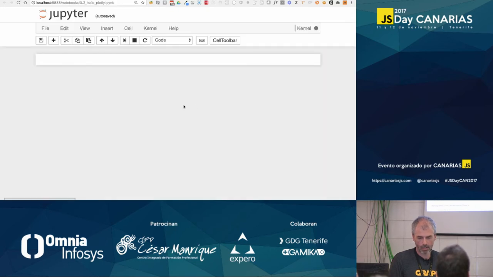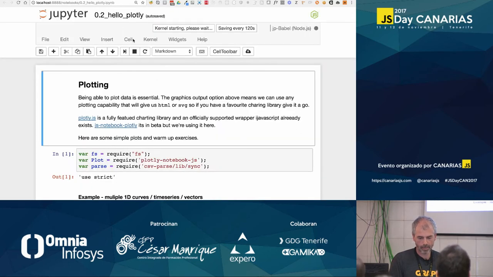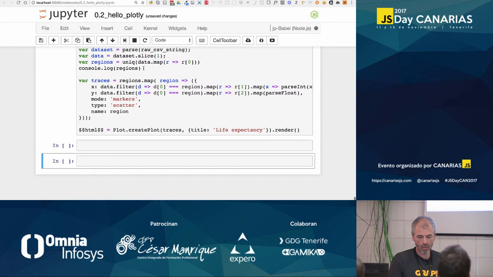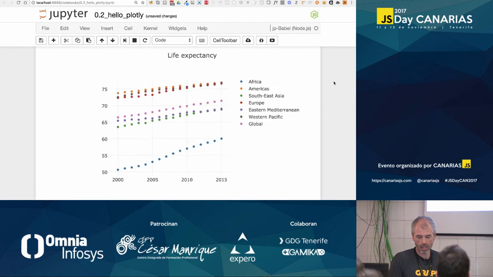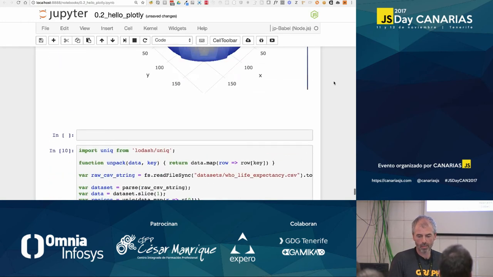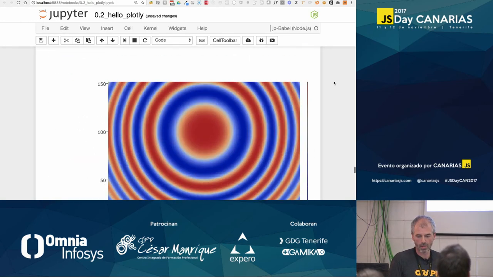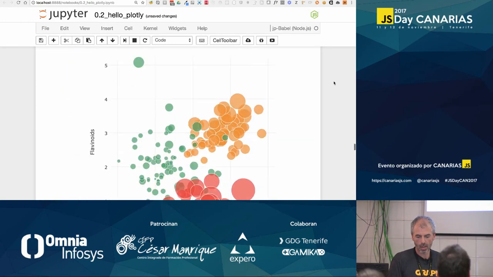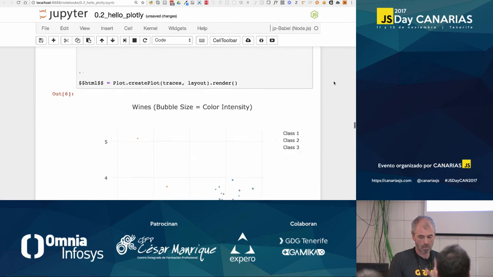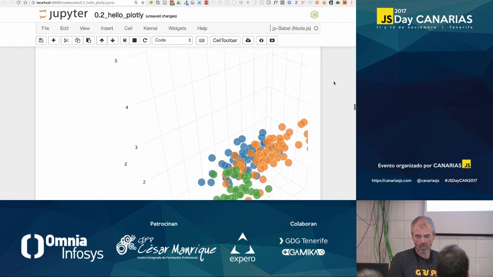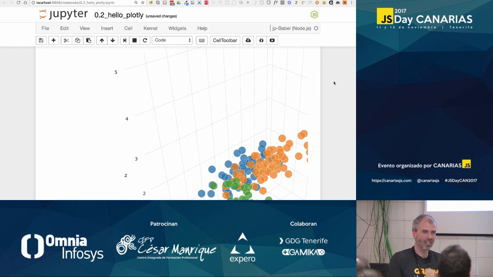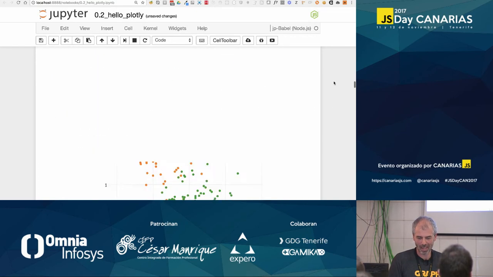So, just to go through quickly. I can do cell run all. It's busy. Right, it's rendered. And then we've got a whole bunch of plotting stuff available. It's pretty rich. We can plot surfaces, 3D plots, images, bubble charts. Good stuff. So we can do data science in JavaScript. It's not just the Python folks.